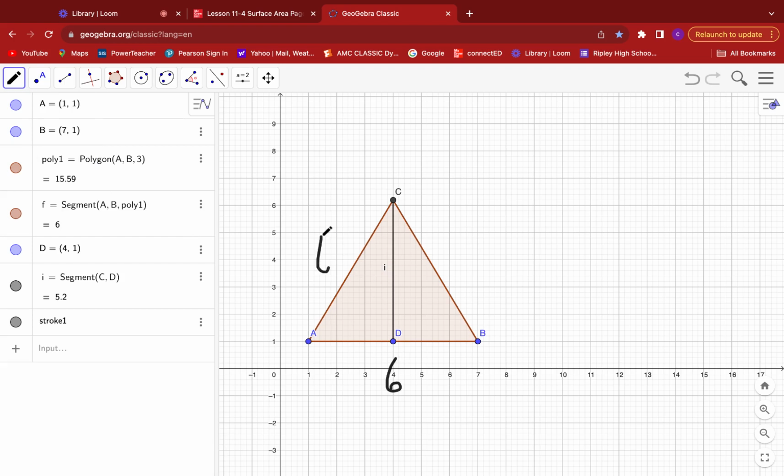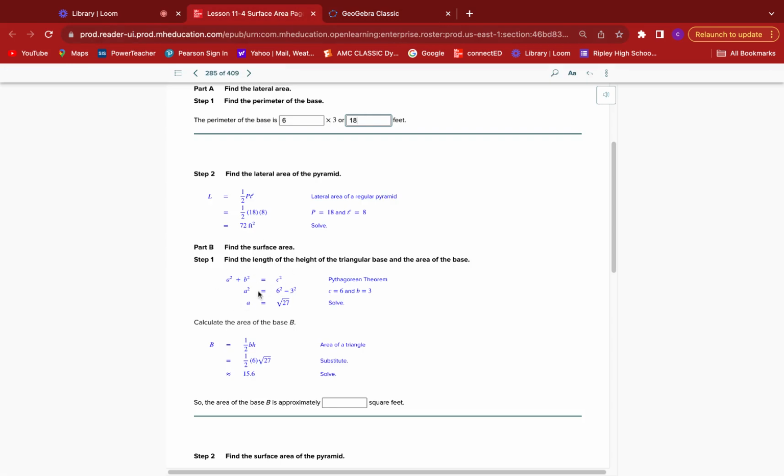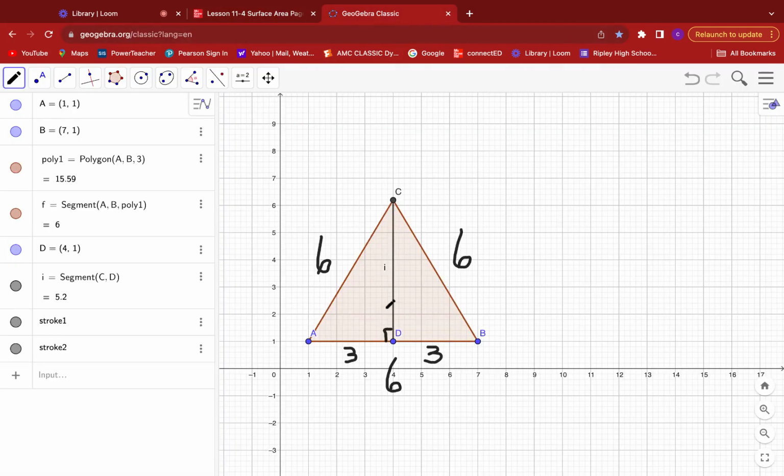That means all 3 sides are 6. And when I take this AB side and split it, I get 3 and 3 for a right triangle. So if you looked here and saw a Pythagorean theorem, this is why. We need to find this height using the 3 for one leg, the height for the other leg, and the 6 for the hypotenuse. So that's why it's a Pythagorean theorem.